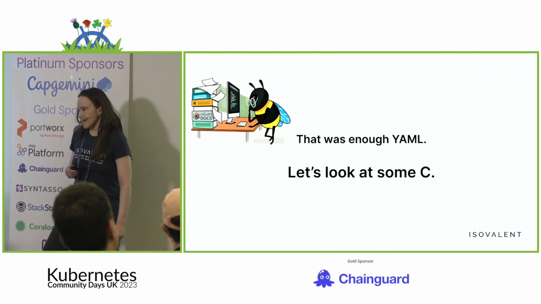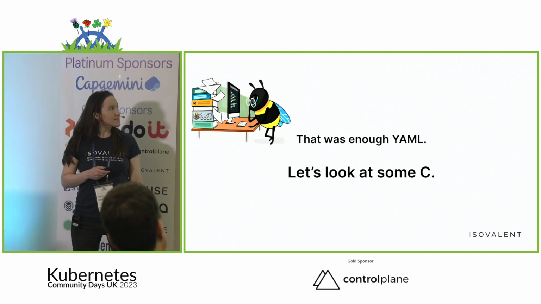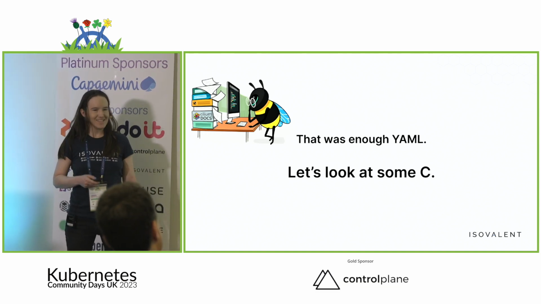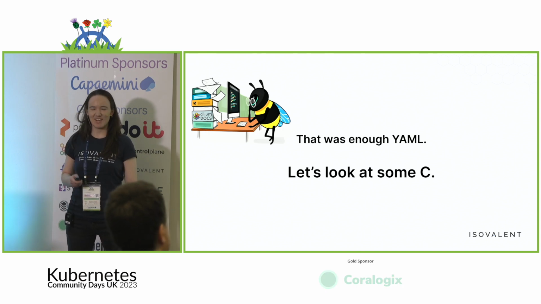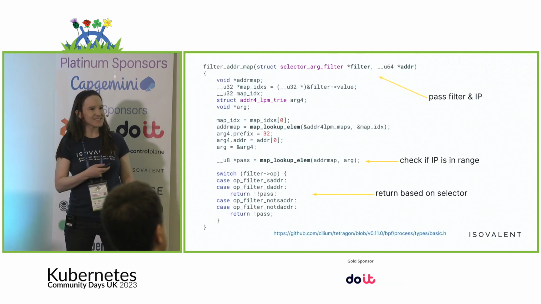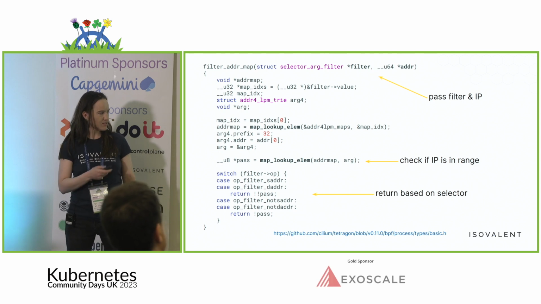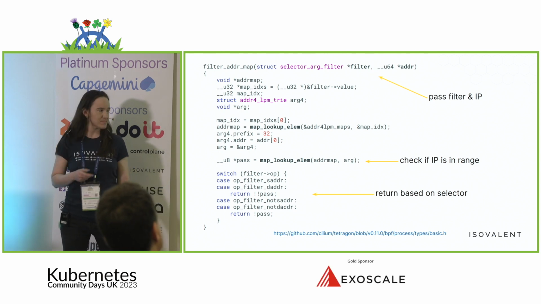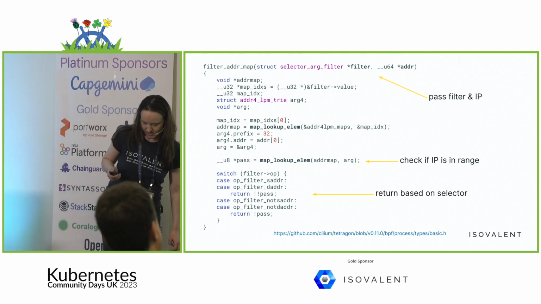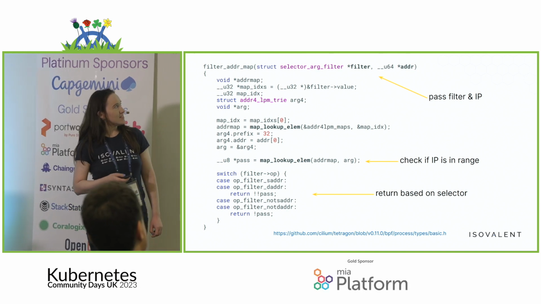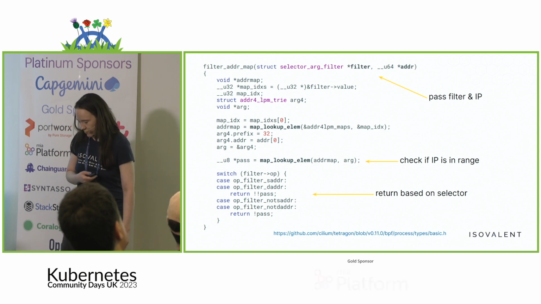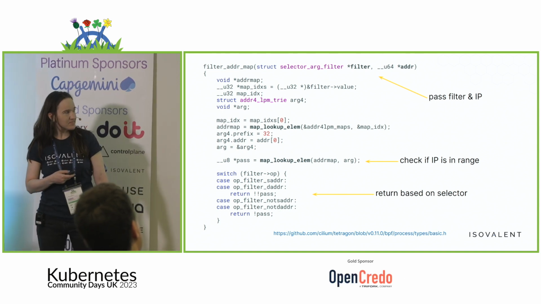All right. So this was a lot of YAML. Let's look at some BPF code too. Are we ready for this? I hope you are. So here is actual Tetragon code. There is a link at the bottom. Tetragon is hosted on GitHub, so if you want to read this in more detail, then feel free to. This is actual Tetragon code responsible for filtering IPs.